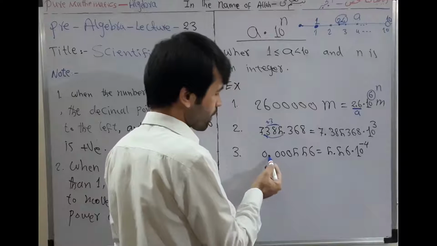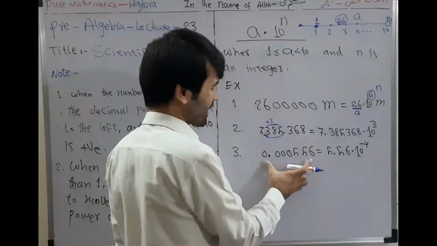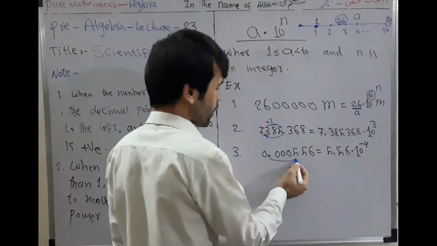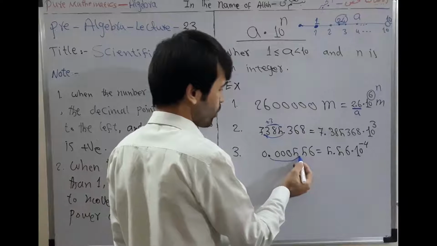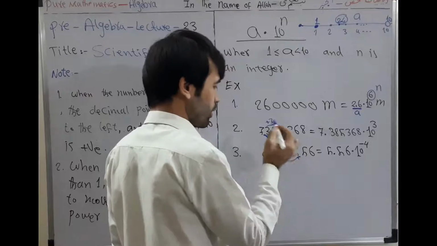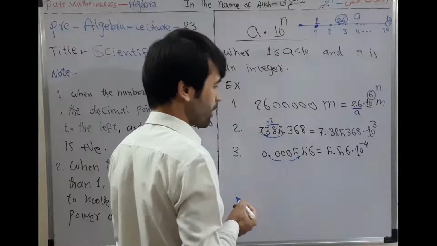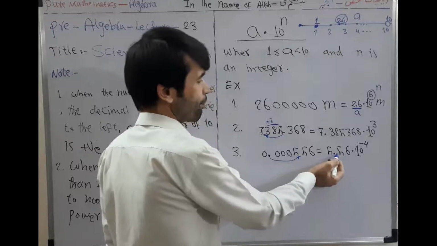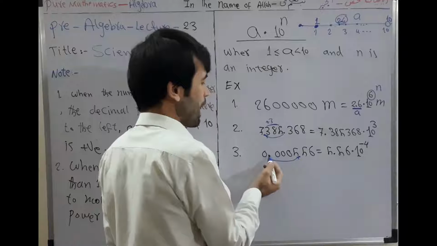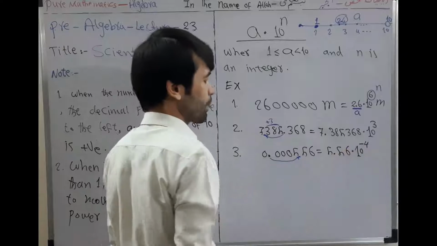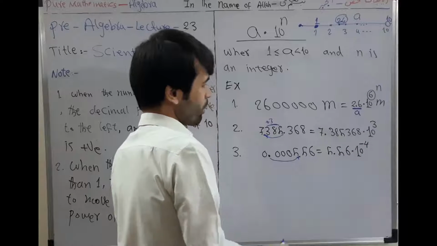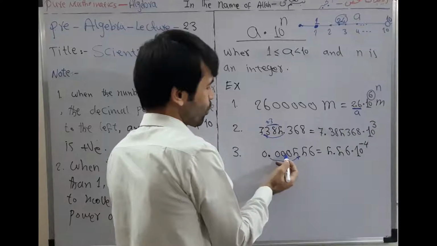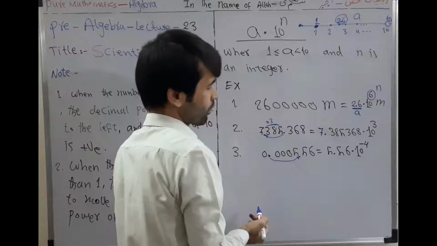If the number is less than 1, then the decimal point will move in front of the first digit, here in front of 5.56. But the power of 10 will become negative. How many? 1, 2, 3, 4. 4 digits.